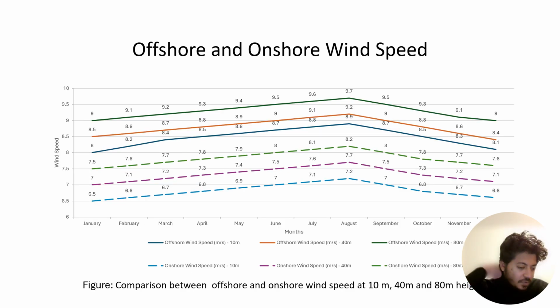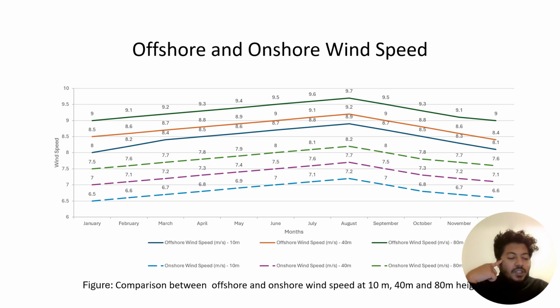Let's discuss the wind speed and power density. This slide provides a detailed comparison of wind speed and power density. The wind speed graph shows offshore wind speeds peaking at 9.7 meters per second at 80 meter height, significantly higher than the 7.8 meters per second for onshore systems.